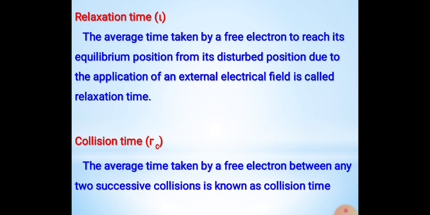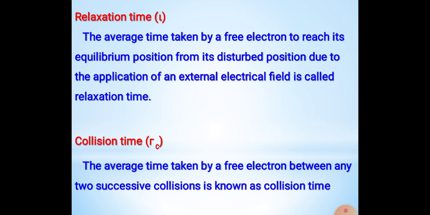Then the third definition is relaxation time. Just like the previous explanation, we have three electrons. The first electron is colliding with the second electron. That is your first collision. After that, it will take some time and move some distance and collide with the third electron. So between the first collision and the second collision, we have some time. That time is called collision time. That is given in the second paragraph.